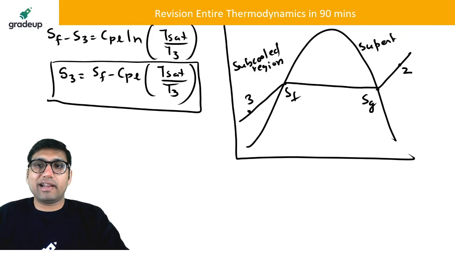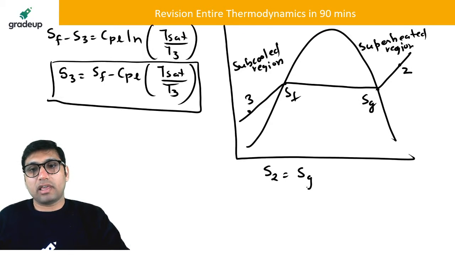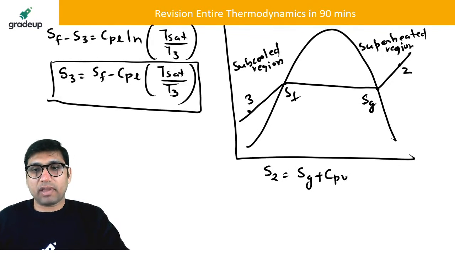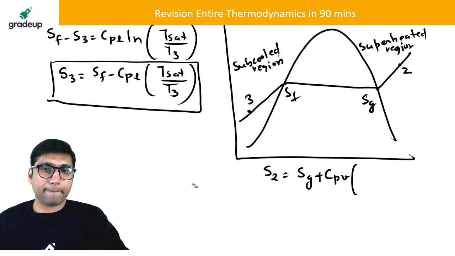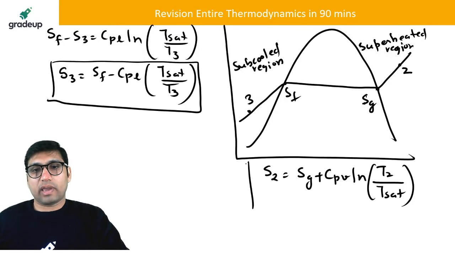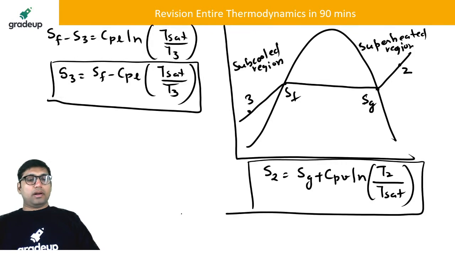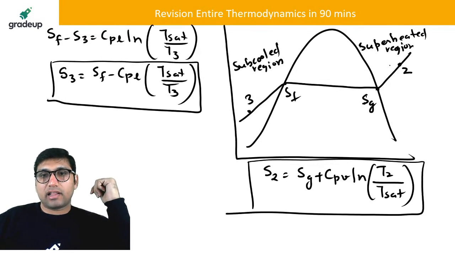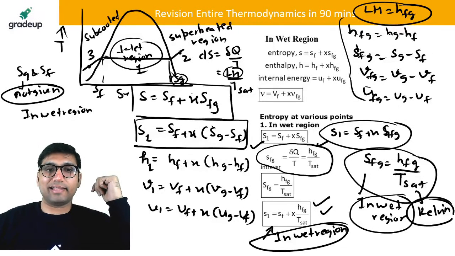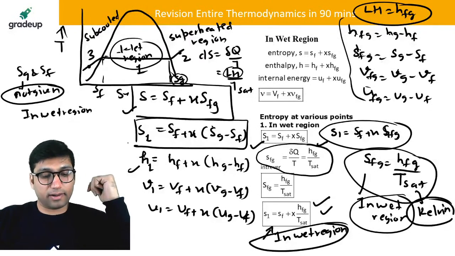And if you have to find it in the superheated region, then the entropy S2 will be equal to Sg, which means the entropy at saturated vapor, plus Cp of the vapor times log of T2 by T saturation. Okay, this is how you find the entropy in the superheated region and in the subcooled region, and this is how you find the enthalpy in the subcooled and superheated region. This is how you find the entropy in the wet region.